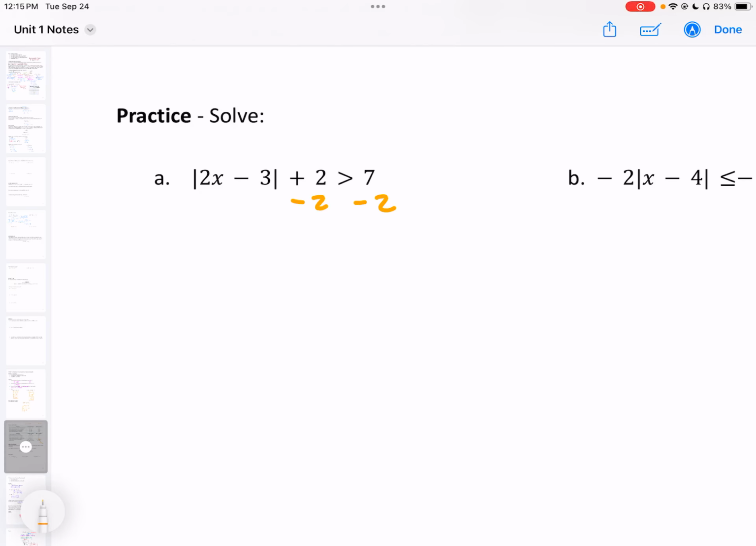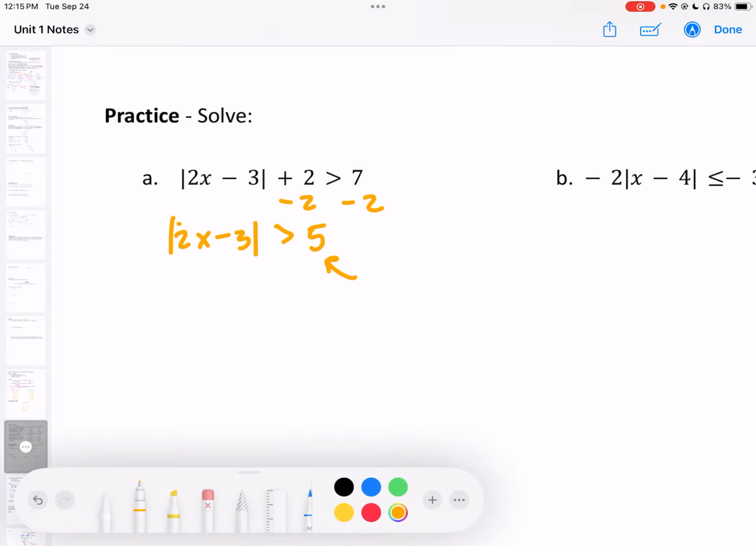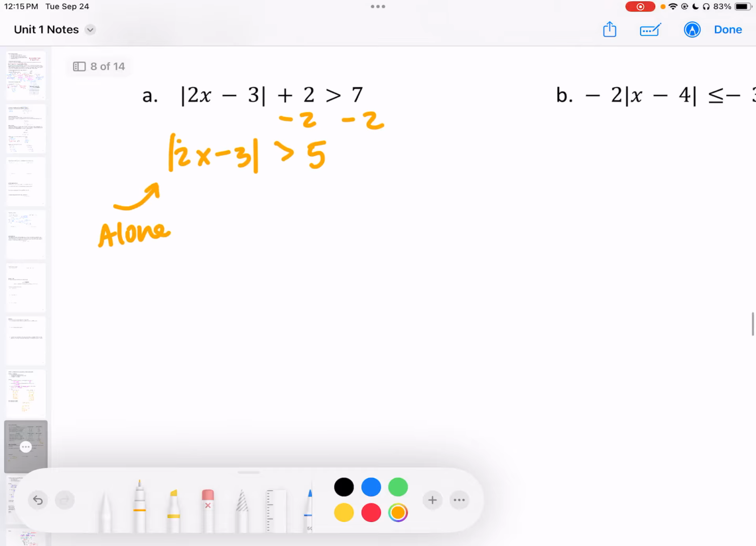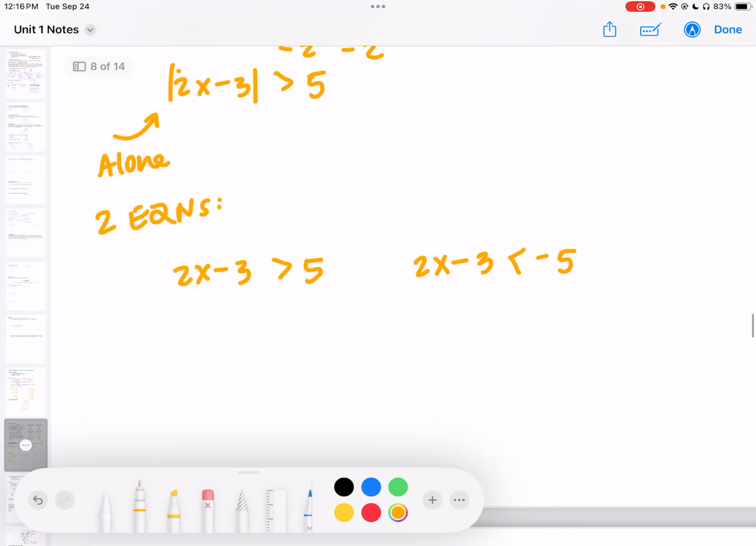So we'll go ahead and subtract 2. Okay, now that absolute value is alone, go ahead and split into 2 equations. You have the original equation, and you have the equation with a flipped inequality symbol and the opposite sign, and you solve for those separately.